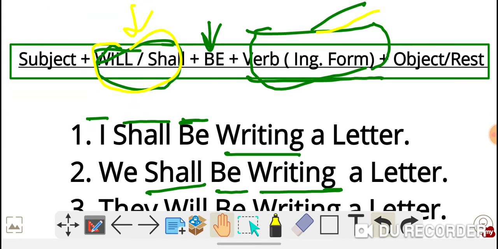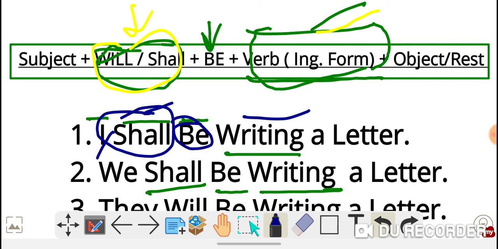Next, so I shall be writing a letter here. Writing is the continuation, when, in future, shall. So shall is the auxiliary verb which represents the time of the action, the person of the action, or the number, how many people are performing the action. So subject I, shall, shall be, okay.